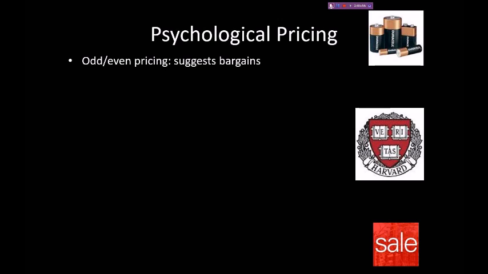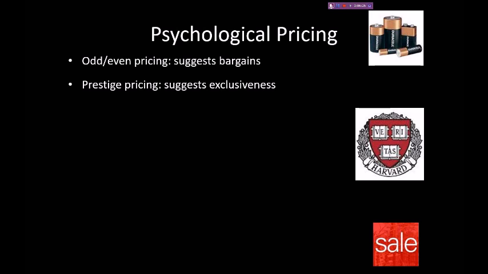Now, some things that companies do to prices. First, odd and even pricing suggests bargains. Walmart is very famous for this. When things are $9.97, it's not $10. It's $9.97 because $9.97 sounds so much cheaper than $10. It's only 3 cents. But in our brains, it sounds cheaper.